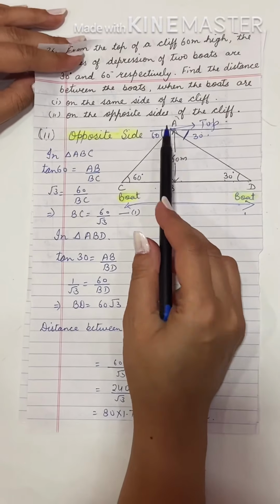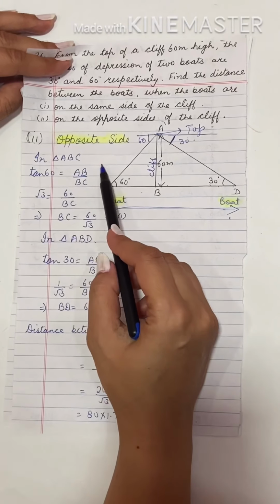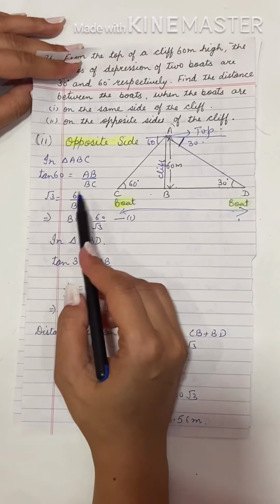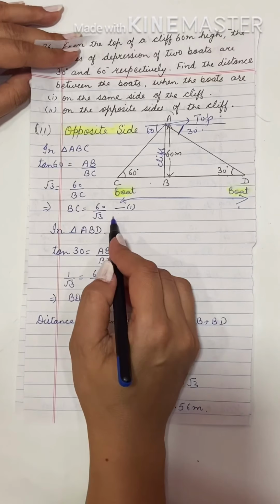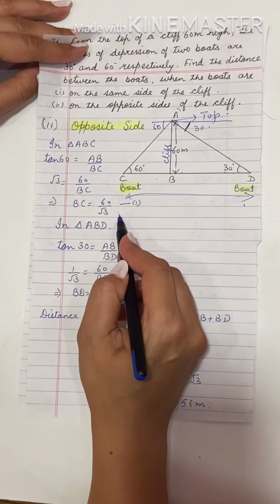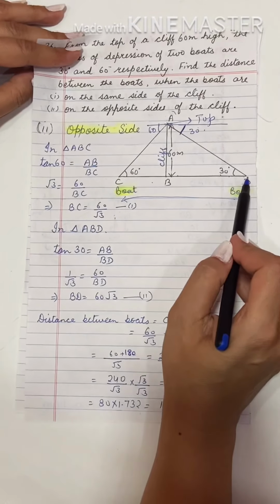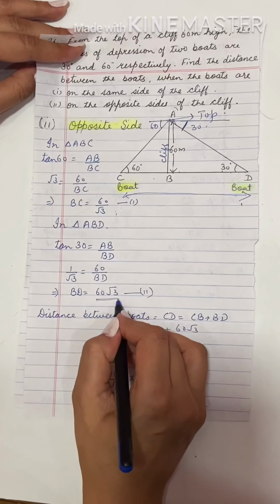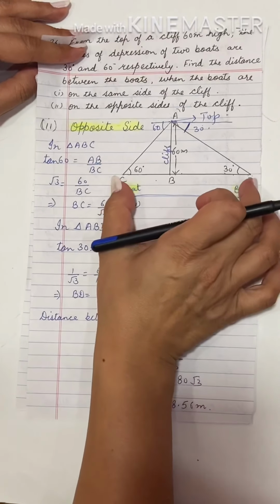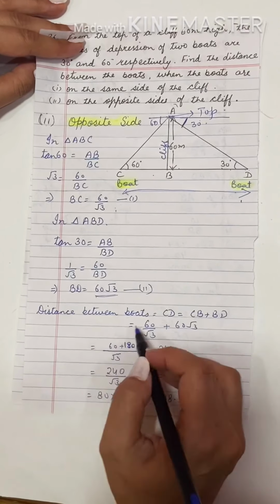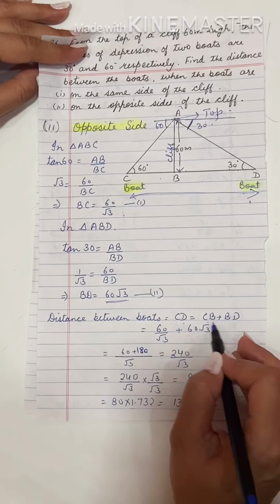Now in triangle ABC, tangent 60 is AB upon BC. So under root 3 is 60 upon BC. BC comes out to be 60 upon under root 3. Similarly in triangle ABD we'll find out BD. BD comes out to be 60 under root 3. Now this is the distance between the two boats. That is CD, which is CB plus BD.